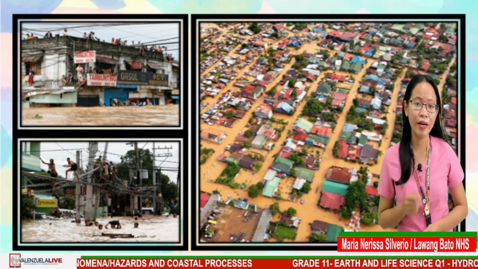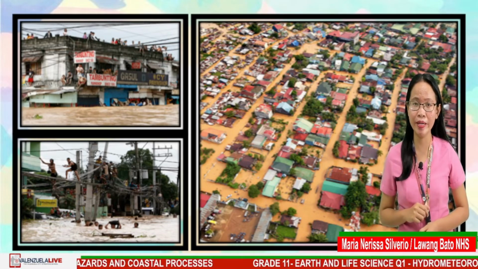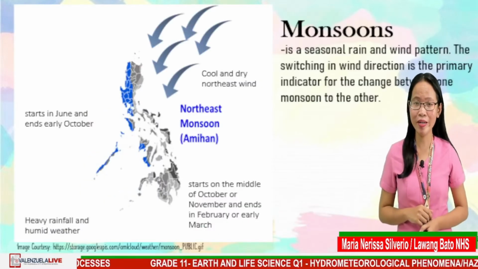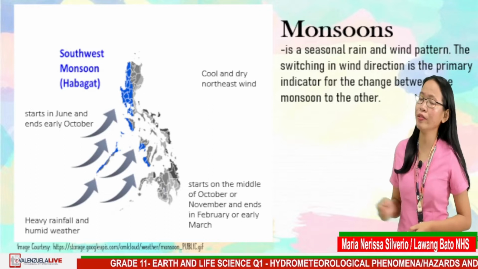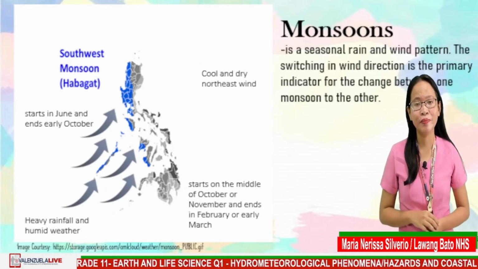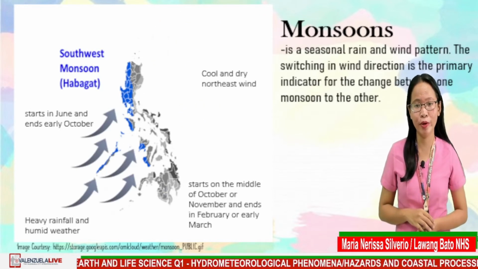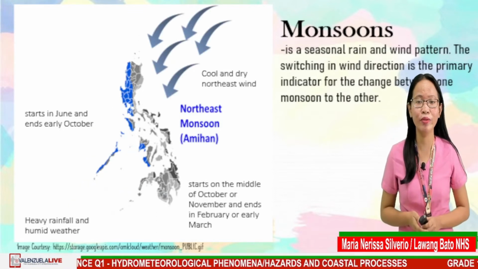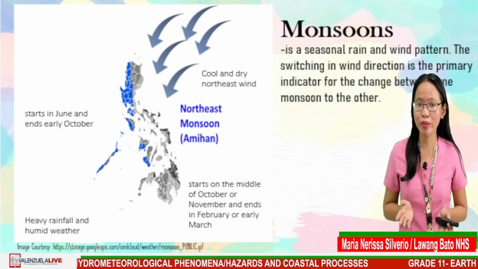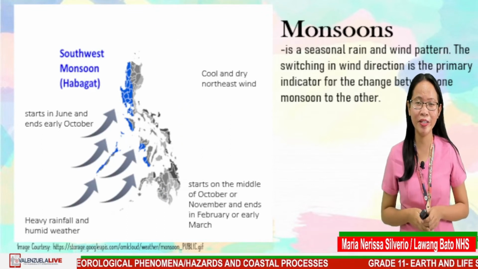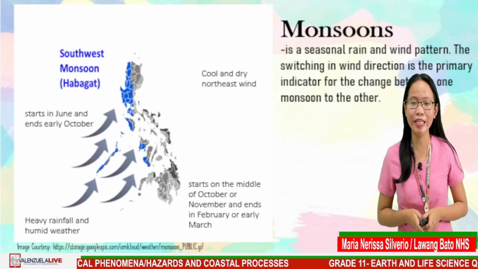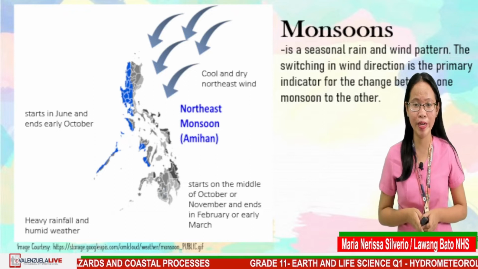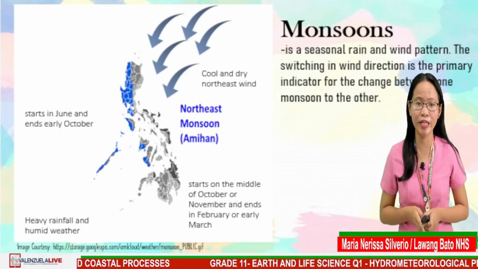This typhoon is not categorized as a strong typhoon, but it put Metro Manila under a state of calamity. You know why? Because it was intensified by the southwest monsoon or hanging habagat. What are monsoons? Monsoons are a seasonal rain and wind pattern. Amihan is a Filipino term for the northeast monsoon, which is a cool and dry northeast wind. The air is cool, there is less rain, and the humidity is low. It usually starts in the middle of October or November and ends in February or early March.